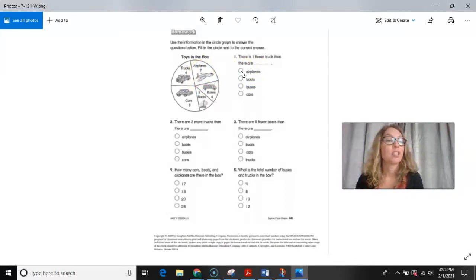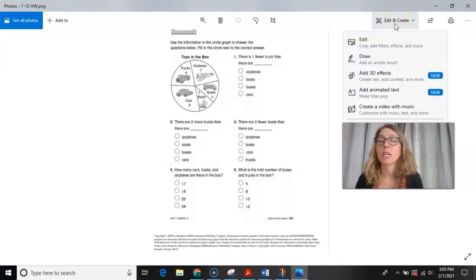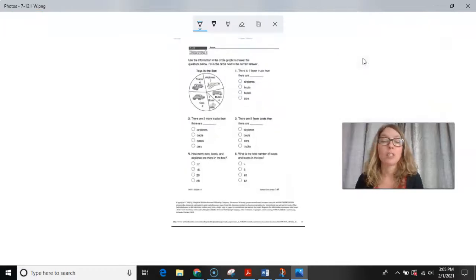And I don't think I can actually write on this. Let me see. I'm just kind of playing. Oh, maybe I can. Kind of learning this as we go. Okay, airplanes. Okay, I can click on that little circle there.